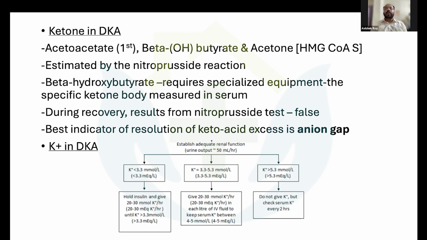Just monitor the anion gap. If your anion gap is closed, your acidosis is resolving, at least the DKA component is resolving. And potassium in DKA has to be kept normal. During the DKA diagnosis period without insulin, it's actually higher. It can cause hyperkalemic arrest as well.